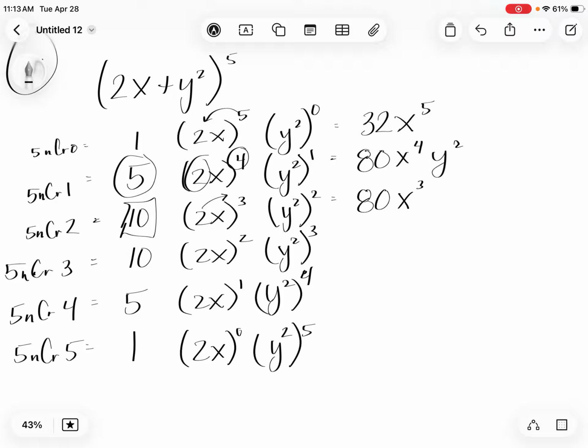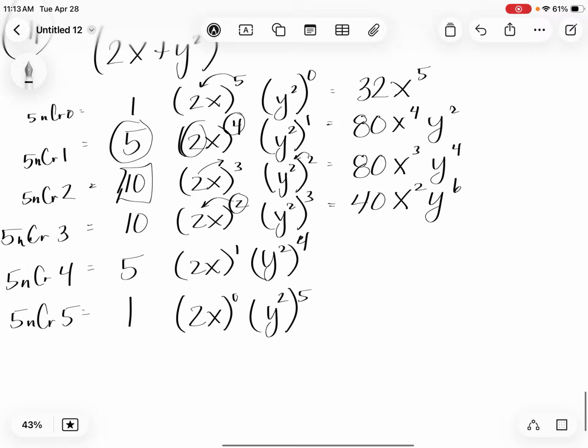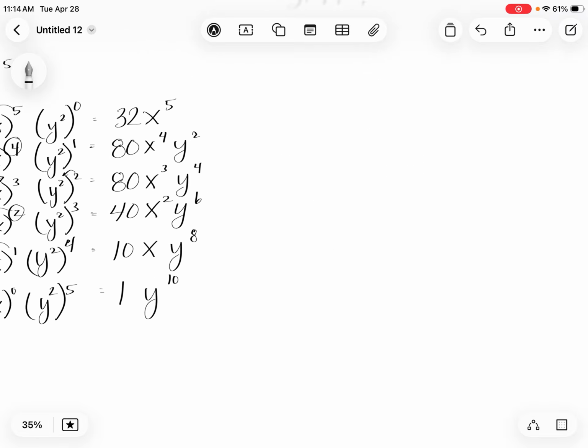X to the 3rd, y to the 4th, because you take 2 times 2. 2 squared is 4, times 10 is 40. X squared, y to the 6th. 2 to the 1st is 2, times 5 is 10. X, y to the 8th. And this becomes 1, y to the 10th. So all of that is my final answer.